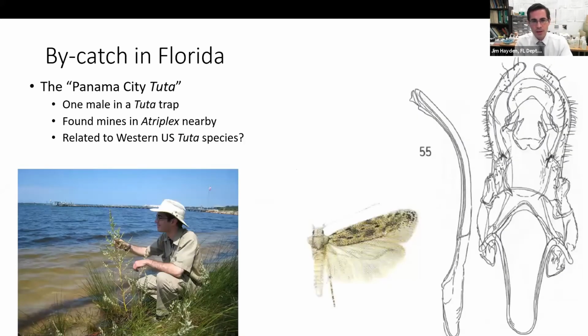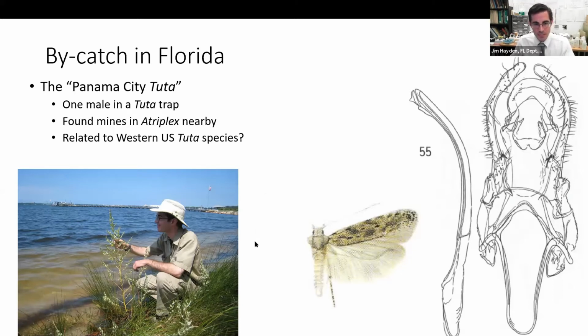Several years ago, we got one specimen of something from Panama City, and I mean the Panama City, Florida, not Panama City, Panama. This is out along the Gulf Coast. And we visited the site, and it looks like it was possibly an undescribed species related to the Western North American Tuta species. We got one turned up in a trap. It was preliminarily identified as something related to a Western Chiquitella, which feeds on Atriplex. This was a little interesting detective case.